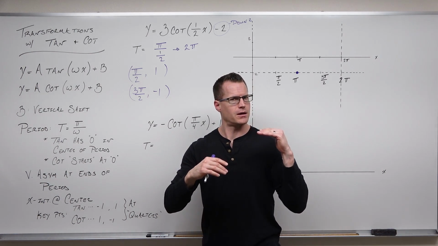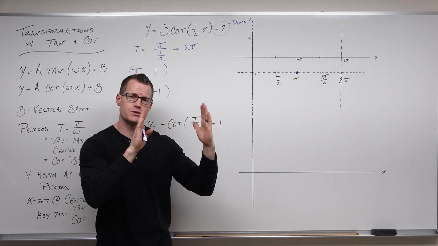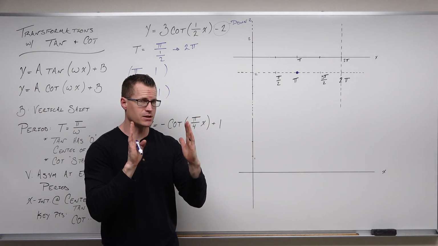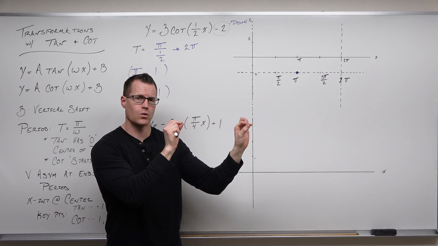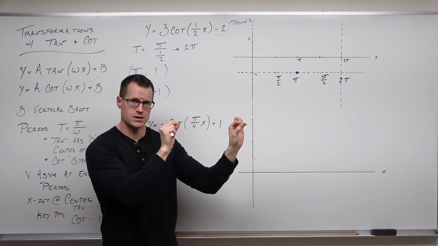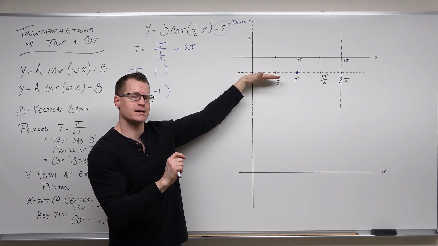So we have gone down 1. We found our period of 2 pi. It's not centered at 0, it starts at 0. We found the center in our first and third quarters. We know that our x-intercept's at the center, but it's where we shifted this to. This acts like your x-axis.